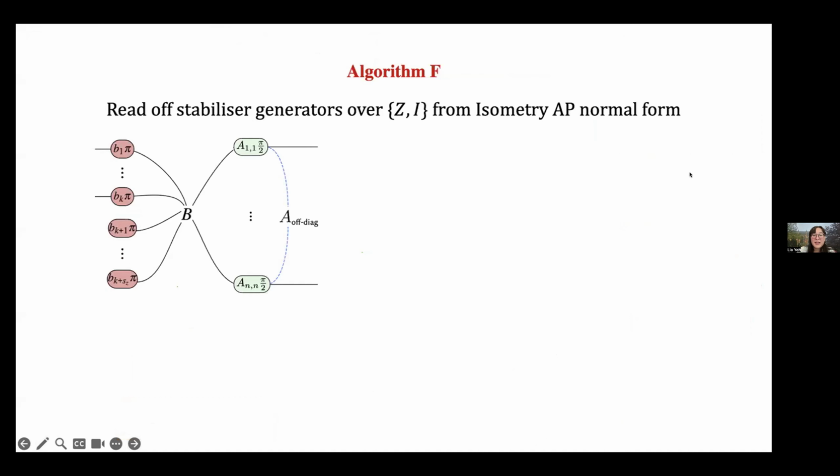So this algorithm F proceeds quite similarly to the CSS case, which is quite satisfying. You read off the stabilizer generators such that those Pauli strings where the letters are just from Z and I.